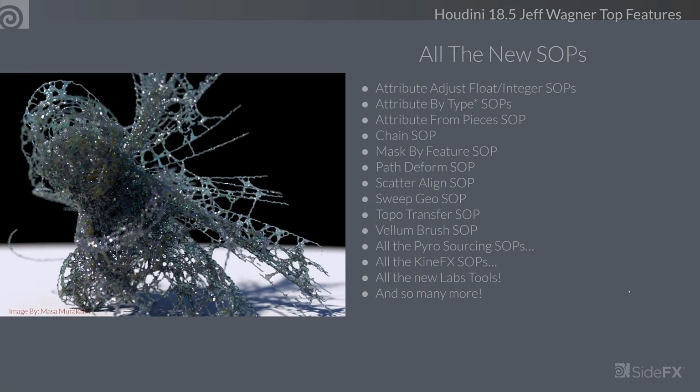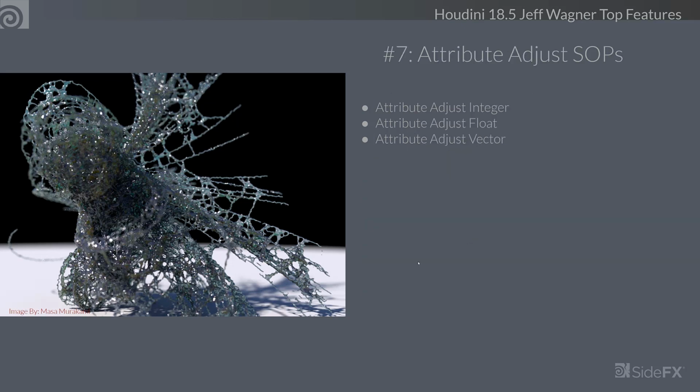So all the new SOPs, there's tons and tons of new SOPs available to us. Attribute adjust float, integer, those are pretty interesting because it shows a bit of a different look at how we deal with attributes, trying to reduce the reliance on new users to learn VEX, just a simple Wrangle. Attributes, mask by features SOP, path to form SOP, and all the KineFX SOPs, all the Pyro sourcing SOPs that have been added. So a tremendous amount of SOPs have been added to the list.